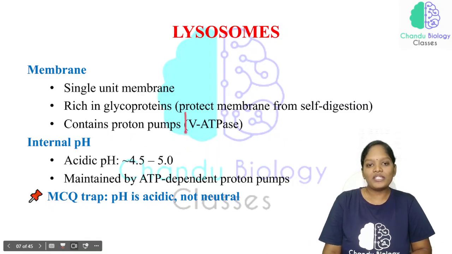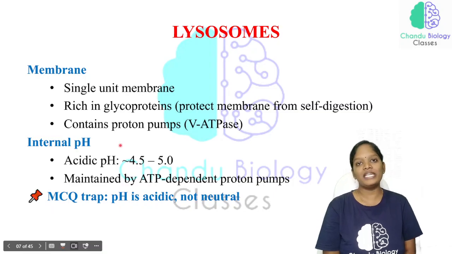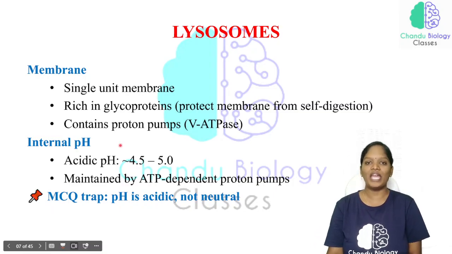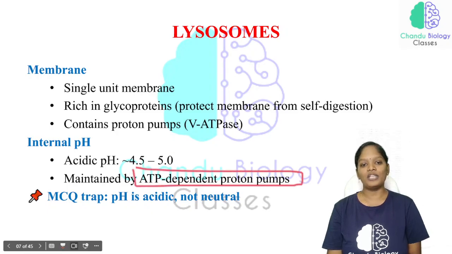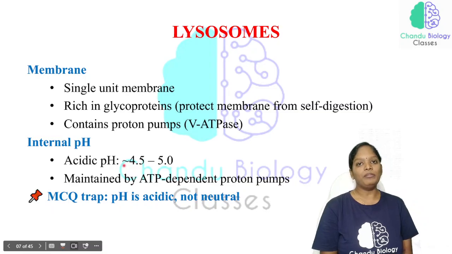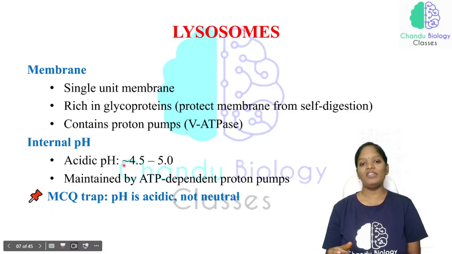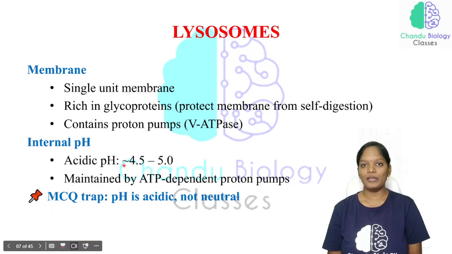Because of the presence of this V-ATPase transporter, which contains a proton pump, the acidic pH is maintained in the lysosome. You should know the exact pH range of the enzymes present in a lysosome. That will be approximately 4.5 to 5. So this is the acidic pH. Some enzymes may vary. It is maintained by an ATP dependent proton pump. This V-ATPase is involved in pumping protons, so that is why it maintains the acidic environment in the lysosome.